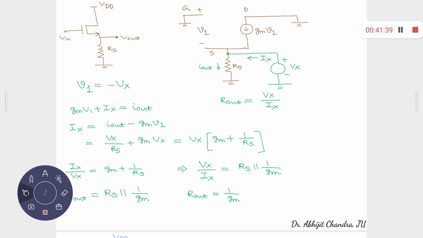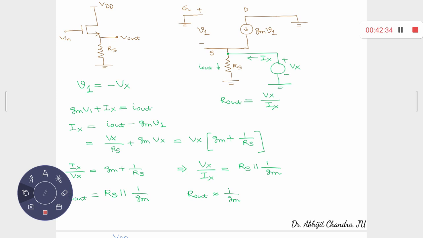Then ultimately, Ix upon Vx is given by GM plus 1 by RS. So the output conductance is the sum of two conductances, GM and 1 upon RS. So what about the output resistance? It is basically the parallel combination of RS and 1 upon GM. Typically RS could be large, say 2 kilo ohms, and 1 by GM is small. So this parallel combination is governed by 1 upon GM. Eventually you get the same expression you got as the input resistance for a common gate amplifier. Here the input resistance is infinite and the output resistance is very small.